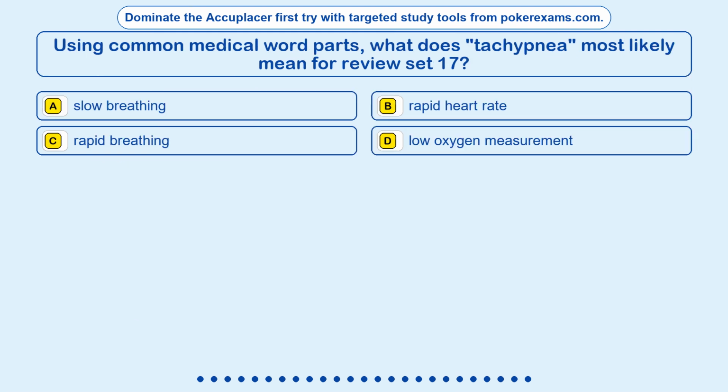Question 23. Using common medical word parts, what does tachypnea most likely mean for review set 17? Option A, slow breathing. Option B, rapid heart rate. Option C, rapid breathing. Option D, low oxygen measurement.